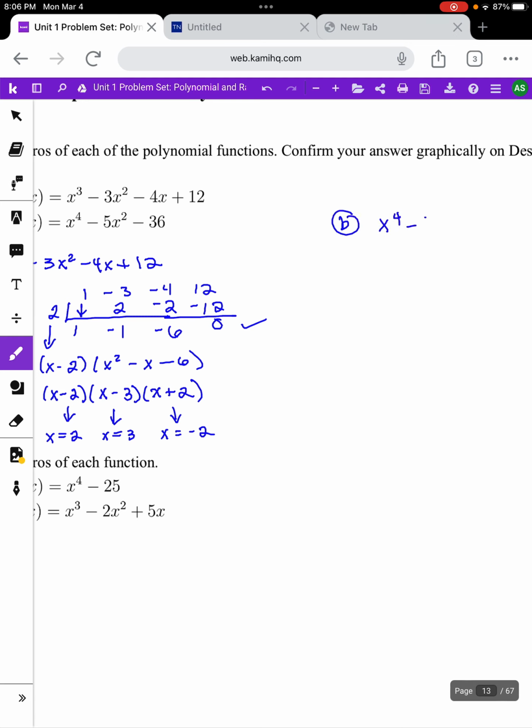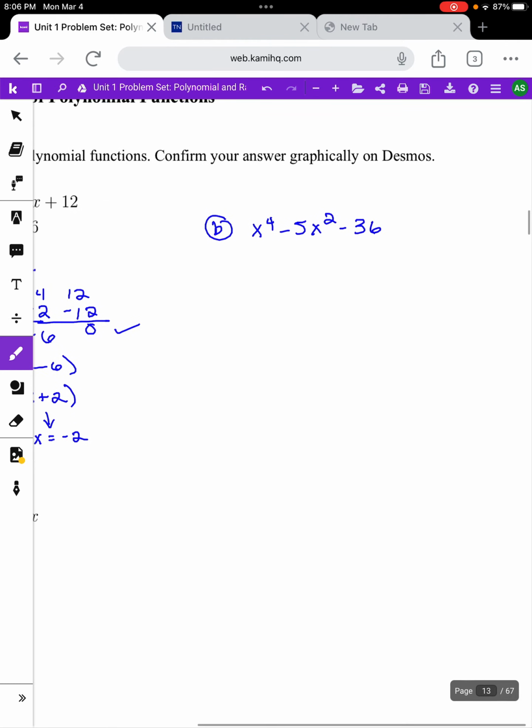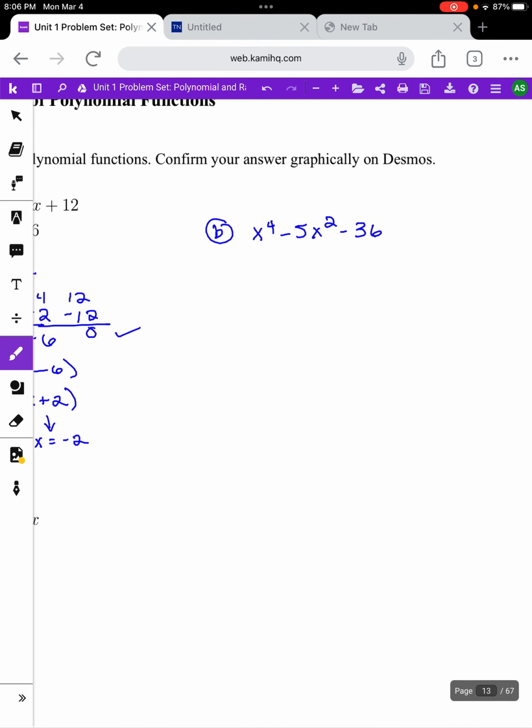X to the fourth minus 5x squared minus 36. So this is one of those special ones where it's a quadratic in form. So I'm just going to use another color because this is what I did in class, where I write x squared minus 5x minus 36. And I'm going to factor that. So two numbers that multiply to negative 36 and add to negative 5 are 9 and 4. And in this case, 9 is going to be the negative number. So this would be x minus 9, x plus 4.